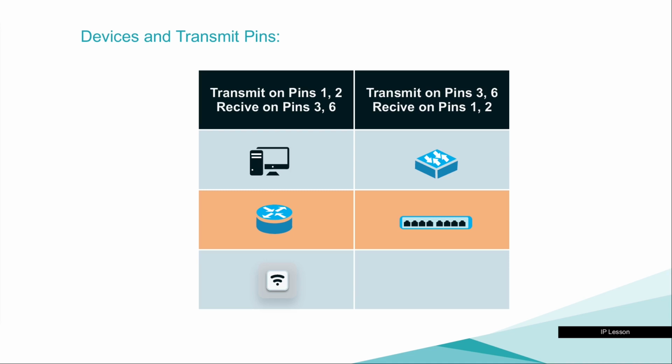So if we connect a switch to the computer, we will use the straight through. If we connect a router to a switch, we will use the straight through. If we connect a switch to an access point, it will be a straight through also.